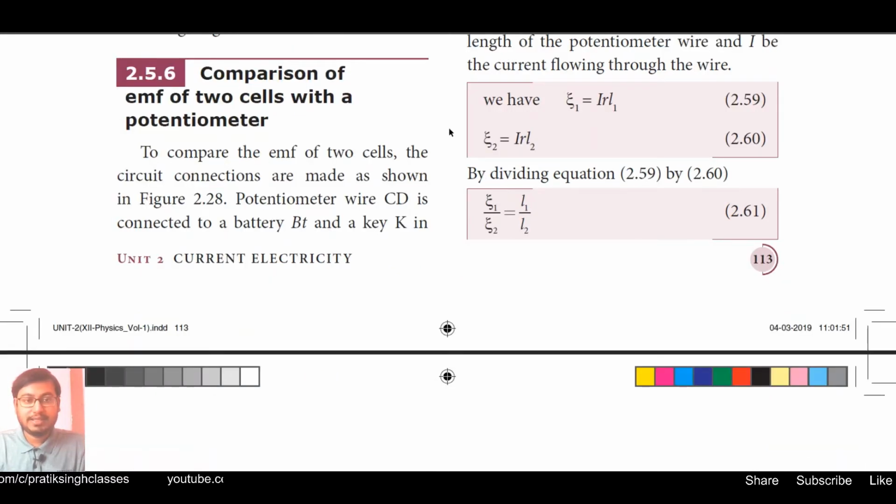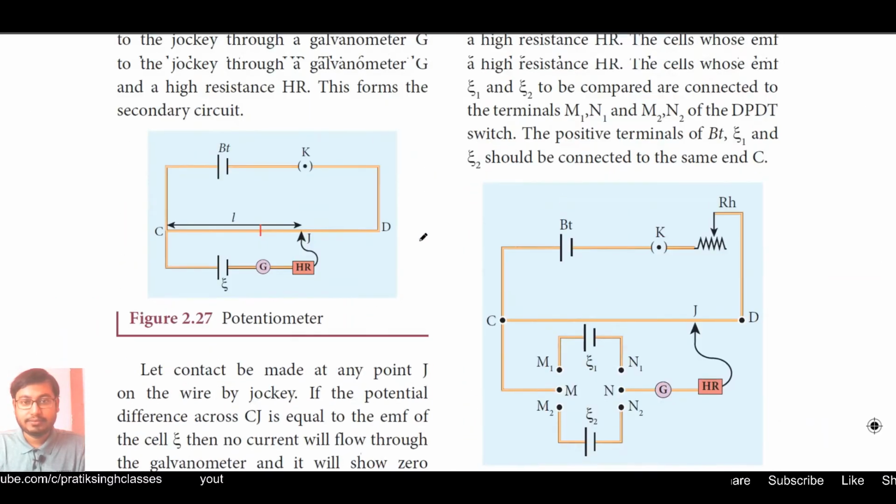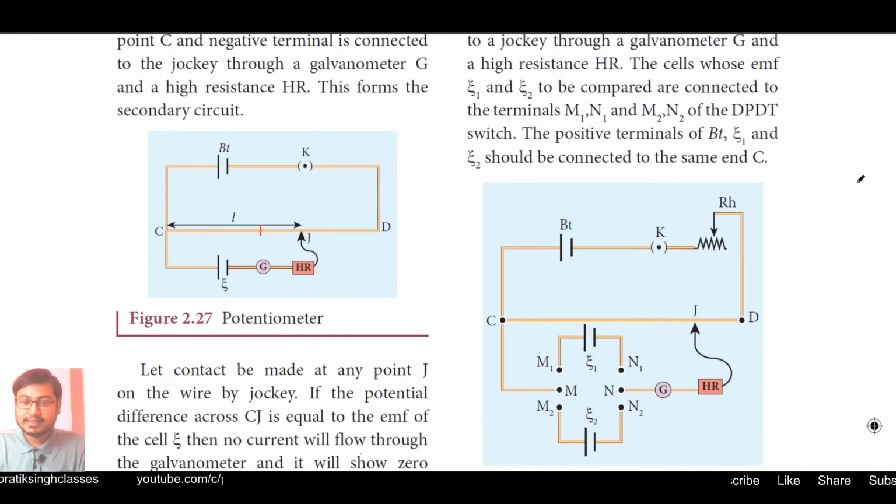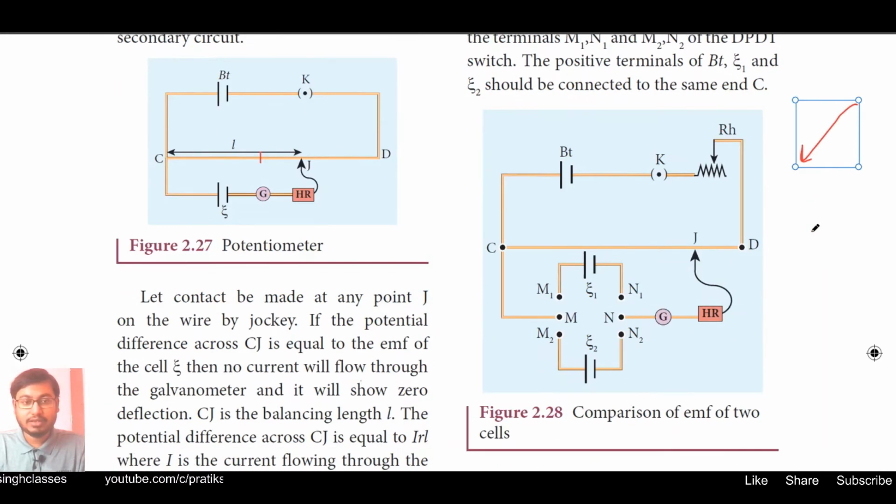To compare the EMF of two cells, the circuit connections are made as shown in figure 2.28. We will see it now. Potentiometer wire CD is connected to a battery BT and a key in series. As you can see here, this is the same. Don't get confused between figure 2.27 and figure 2.28. Let me compare these two figures for you. So here is the battery BT, another battery BT here. Then here is a key.